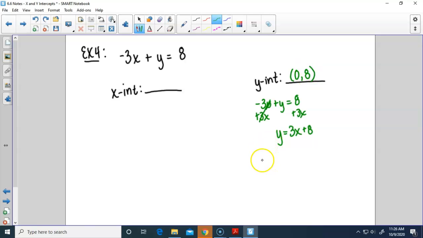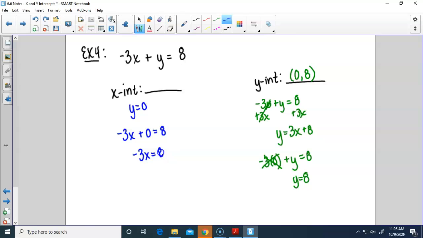Or it's very simple as well to plug in 0 for x. -3 times 0 plus y equals 8, which is going to give you y equals 8. Either one is pretty quick to do there. For your x-intercept, you want to say that y equals 0. So that's going to be -3x plus 0 equals 8, which of course will give you just -3x equals 8. And so you can divide both sides by -3 to solve that equation. This will not reduce, so you would just have to leave your answer as -8/3. So you would say (-8/3, 0) here.